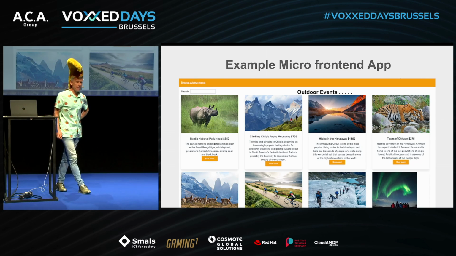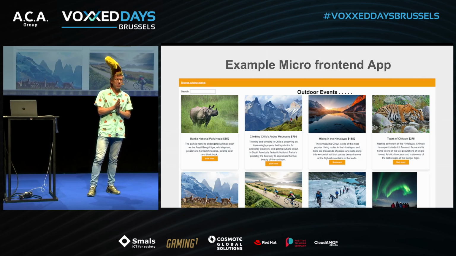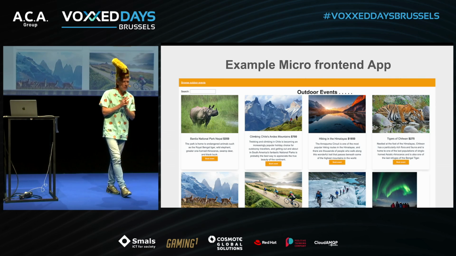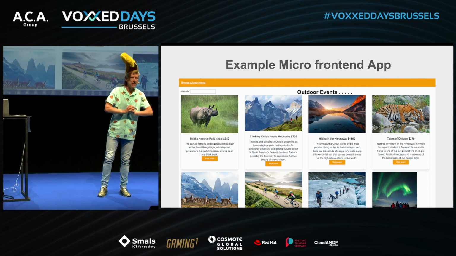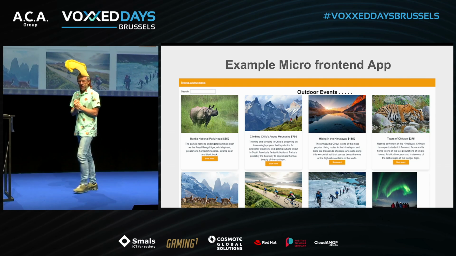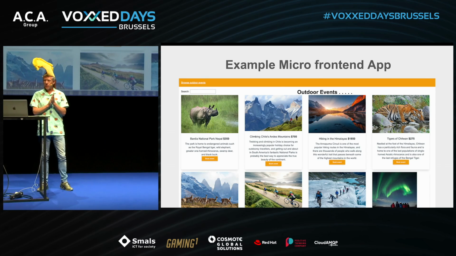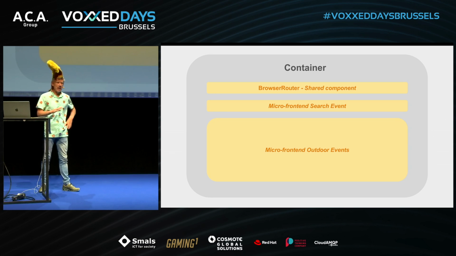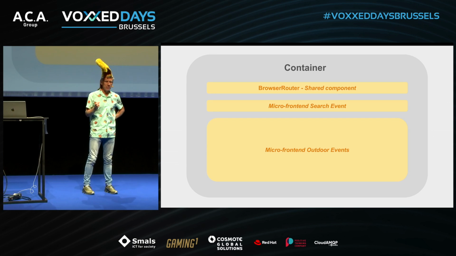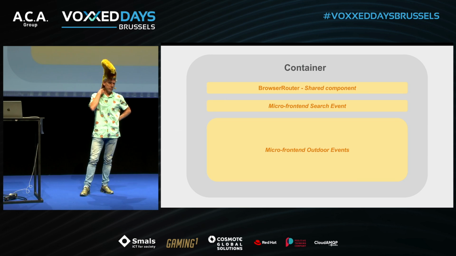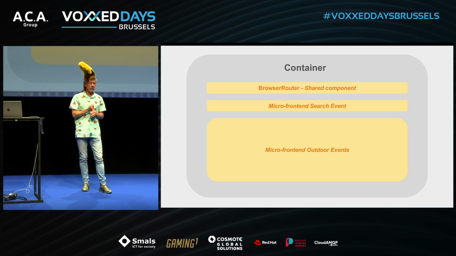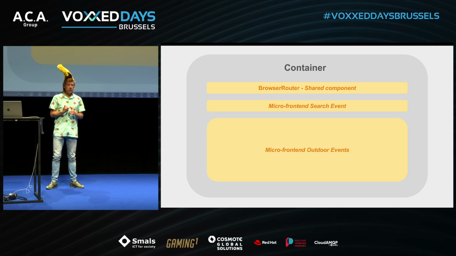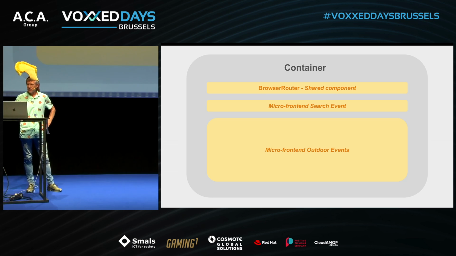You can build it in the language you want, and the teams work independently of each other. I created an outdoor events app, where you can book events, and also the event to meet the Rhino in the Bardia Park in Nepal. So this application is also a micro frontend application. And it consists of a container, which is the main entry point of your application, which is responsible for authentication and for routing. And also it contains the micro frontends. So in my case, it is a micro frontend for searching, and a micro frontend for showing the events.